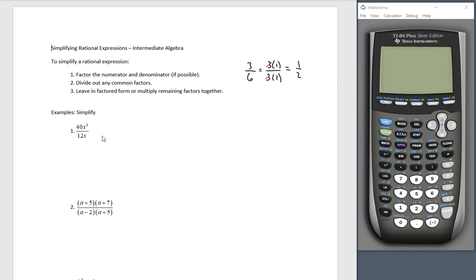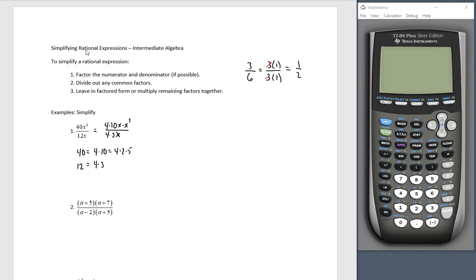Here we go. So I'm looking at 40x cubed over 12x, and I know that 40 is 4 times 10, which is 4 times 2 times 5. And this is not factored into prime factors. I'll be honest, I was thinking 12 has a factor of 4. I really only care that 40 has a factor of 4 because 12 has a factor of 4. So when I rewrite this, I'm going to write it as 4 times 10 x times x squared, so I factored my x cubed as well, over 4 times 3x.